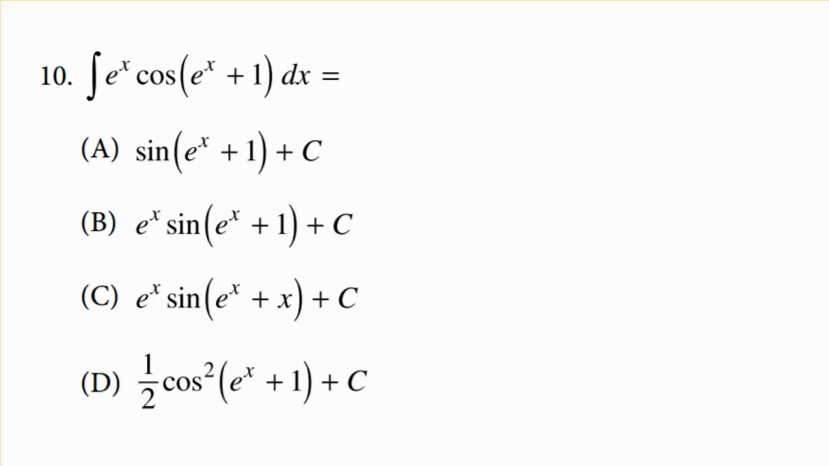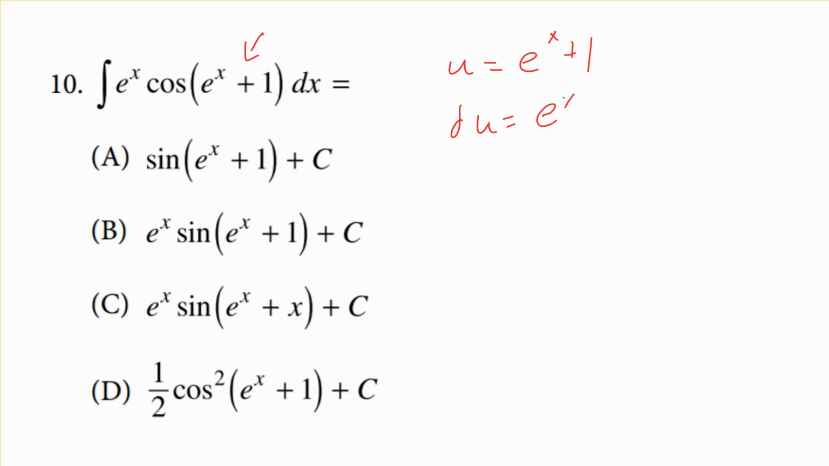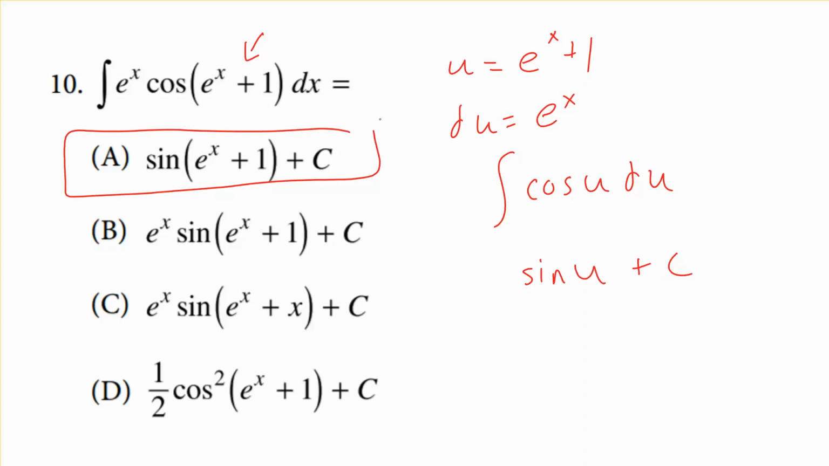All right, and we've got an integral of e to the x times the cosine of e to the x plus 1. So we've got to do a little u. U is whatever's inside, e to the x plus 1. Du is e to the x, which is convenient. So then I've got the integral of cosine u du, which is just going to be sine u plus c. So my answer should just be, I believe, A. There it is. That was a quick u substitution.